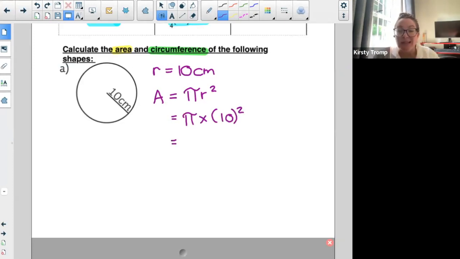All right, how many decimal places? Tell us in the chat, how many decimal places do we want, guys, when you're doing maths and you're doing area and perimeter? Can you remember? How many decimal places do we always want? Good, well done, guys. Always 2 decimal places.